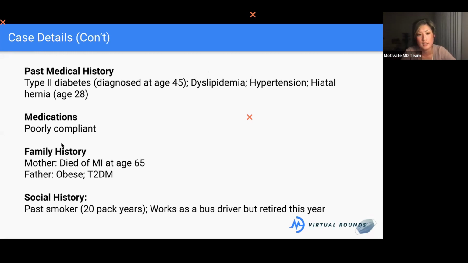So poorly compliant means that he's probably got high glucose on the labs. Family history of atherosclerotic disease is important. That just increases his risk. We mentioned the smoking. Bus driving is a sedentary occupation, so that's important just because he's probably sitting a lot, and that may be one of the reasons he developed obesity.